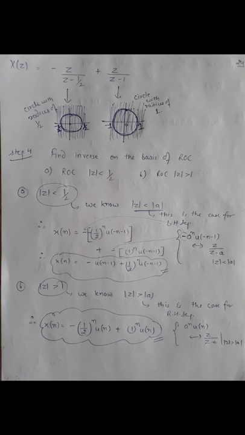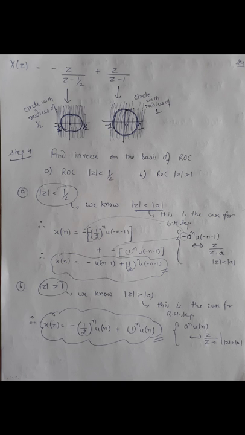Mod of z less than half, first ROC. So we know that this is the case of left handed side sequence, and we know that the answer of minus a raised to power n u of minus n minus 1 is z upon (z minus a) with mod of z less than a. So for X(z) equal to minus z upon (z minus half), the answer will be minus outside the bracket, and answer will be minus (1 by 2) raised to power n u of (minus n minus 1). And for the second part, answer will be minus outside the bracket 1 raised to power n u of (minus n minus 1). So open the bracket and solve the sign.